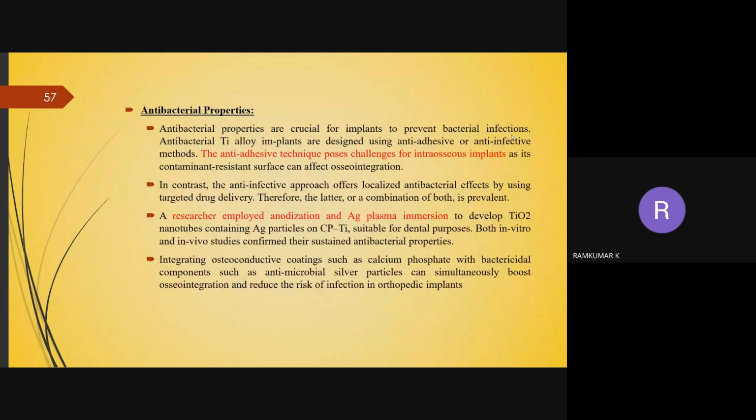The next one is about antibacterial properties. The antibacterial properties should be improved in order to reduce the infection which takes place in the implants. Here they are using a silver plasma emulsion to develop titanium oxide nanotubes containing silver particles on commercially pure titanium, which is suitable for dental purposes.